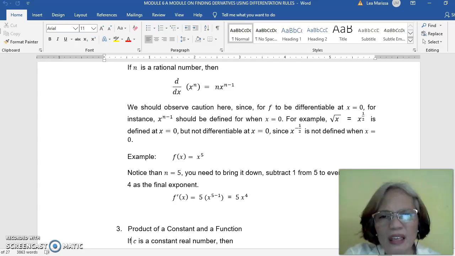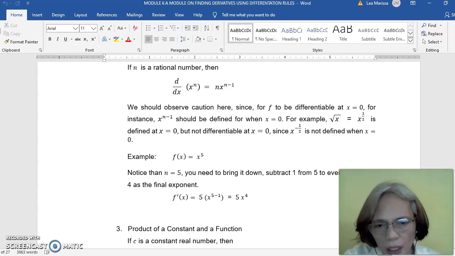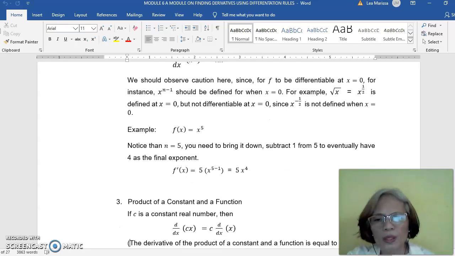So that the n times x to the n minus 1. So notice that n equals 5. So and then I put it into writing. So that 5 times x raised to 5 minus 1 equals 5x raised to the 4.